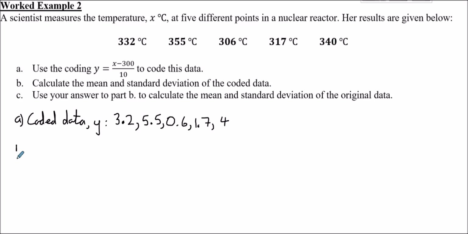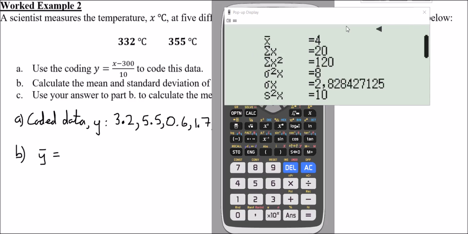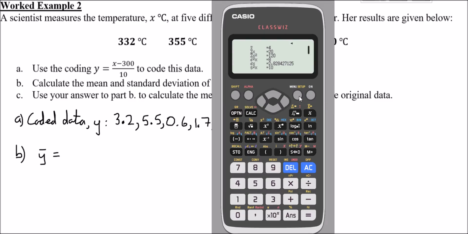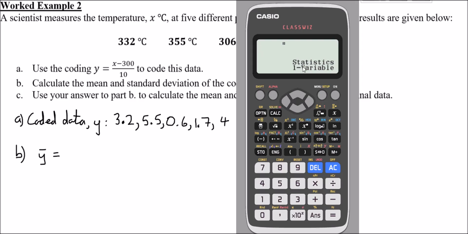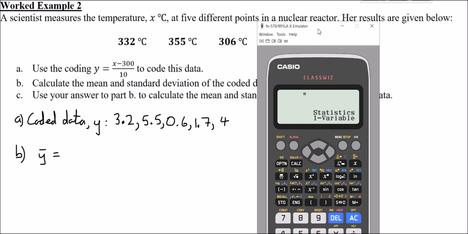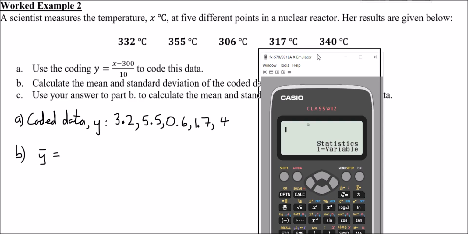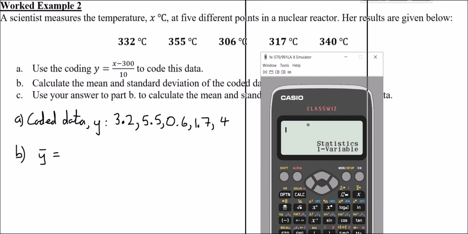Part B, calculate the mean and standard deviation of the coded data. So what we want here is to work out y bar, the mean of the coded data. Here's where we can use a ClassWiz again. If we go to menu, option 6, we get into statistics, one variable. Is that all the data we had? Is it up to 4? Yes, so we've got 5 different data points. Just check we're not missing any out.